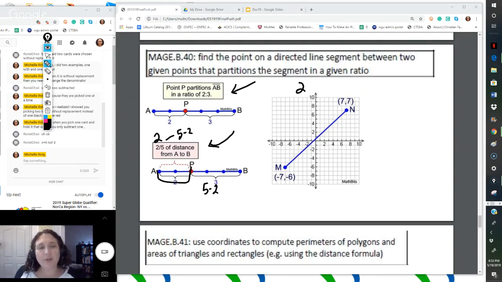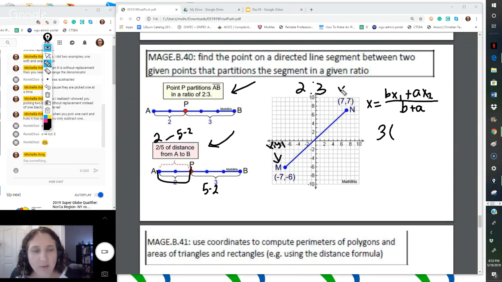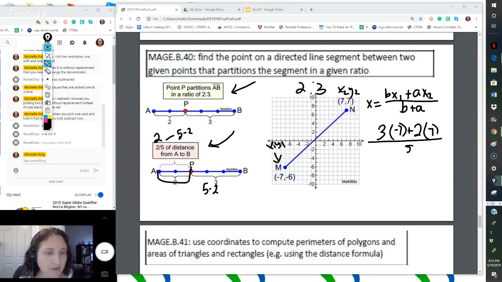Let's solve this with the ratio of 2 to 3. I always teach you to do the x first. So we've got bx1 plus ax2 over b plus a. So my b is 3. My x1 is always on the left. So this will be my a, or my x1, y1. This will be my x2, y2. So I've got 3 times -7. A is 2. X2 is +7. And when I add those up, I'm going to divide it by 5. Then I remember I always write it on top. So I've got -21, 14. That's going to give me -7/5 for my x.